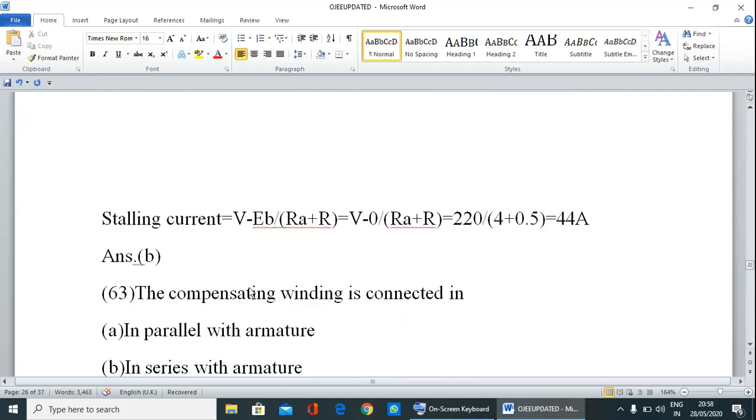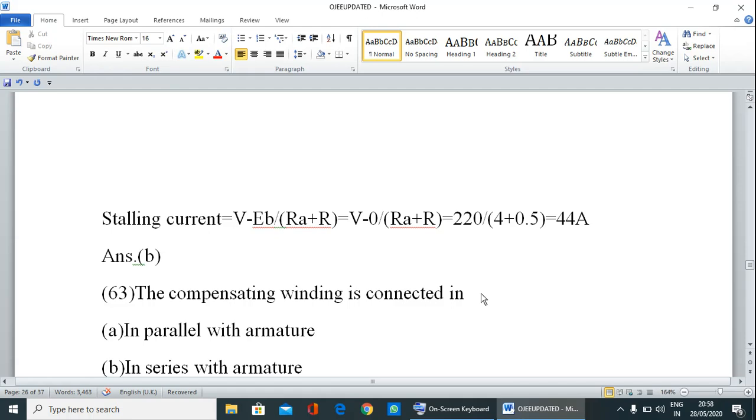So stalling current is (V minus Eb) by (Ra plus R). This is the formula for stalling current, that is (V minus Eb) by (Ra plus R), where this is the armature resistance and this is the field resistance. So back EMF is 0, so (V minus 0) divided by (Ra plus R), that is 220 by (4 plus 0.5), that is 44 ampere. So the correct answer is 44.